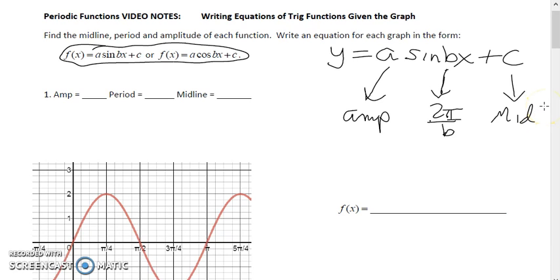So that being said, let's just go through the first one. At any time you have any questions, make sure you write them down on the paper that's in front of you, and then ask your teacher.